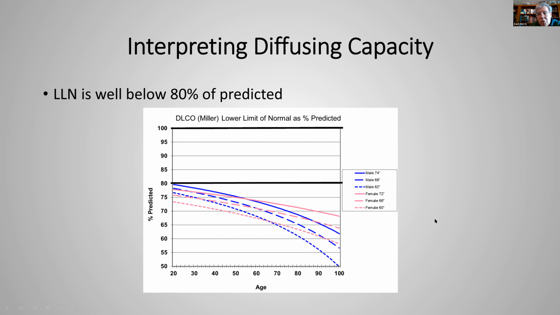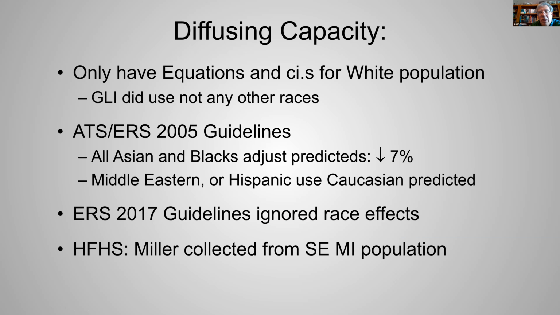And that's why we don't use percent predicteds, we use confidence intervals, because percent predicteds for determining abnormality are too restrictive. Again, we have the same problem. We only have equations and confidence intervals for the white population. GLI developed equations, but they did not use any other races at all either. So we're really not in a better boat than we are with Miller.